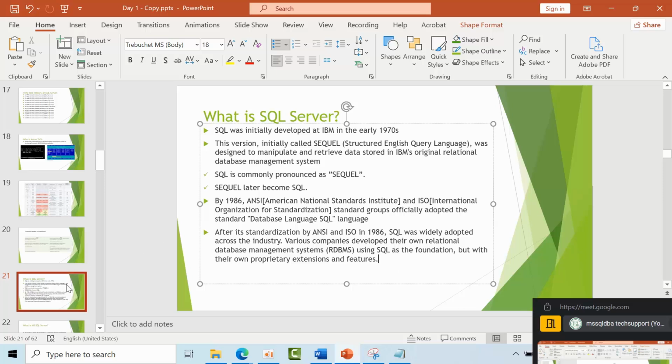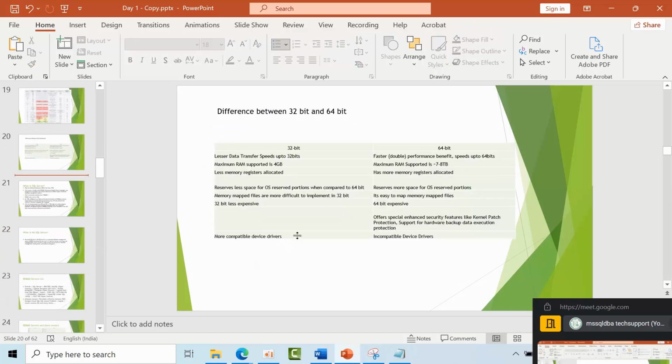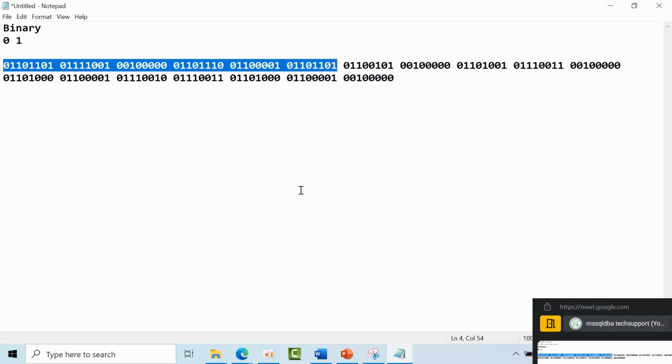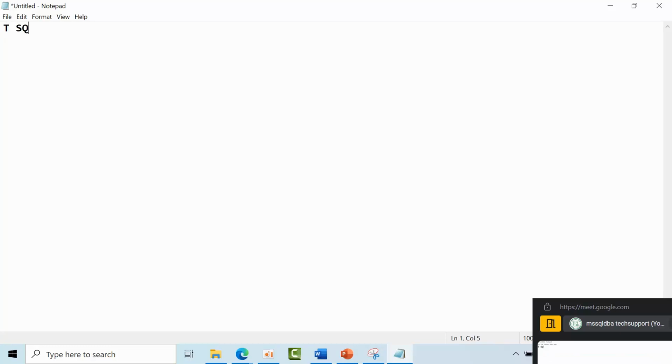Now, Microsoft has its own language. They named it TSQL. For MySQL they call it MySQL, and for Postgres they call it PostgreSQL. TSQL stands for Transact-SQL. This is the language used by developers to create objects and everything in SQL Server.